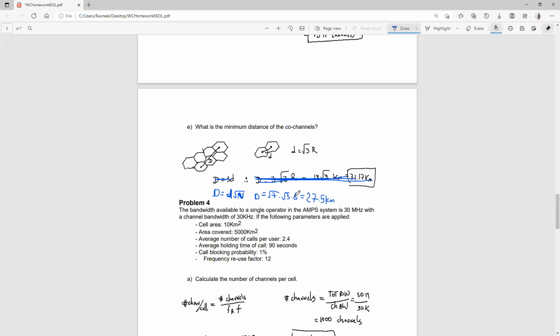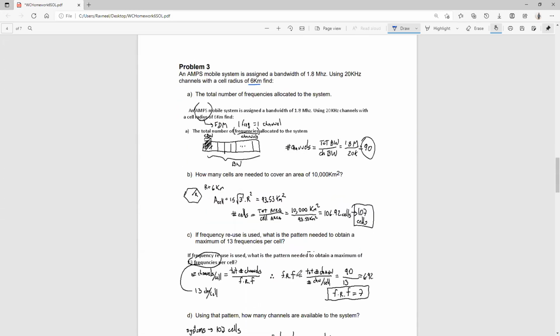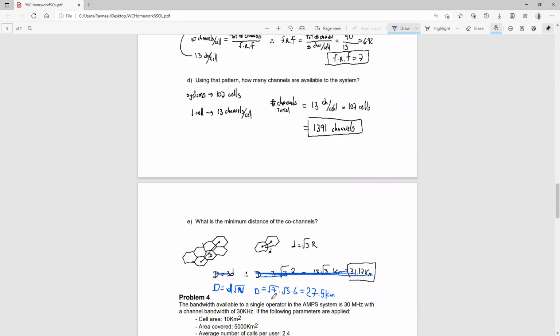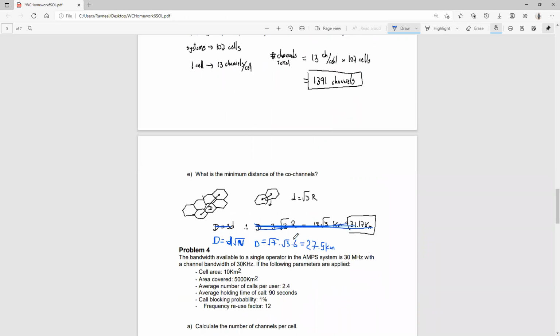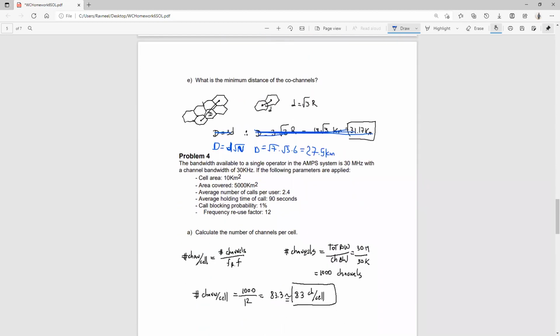Root 3 times R, where R is 6 kilometers, times root of N. Our N value, the frequency reuse factor, was 7. So root of 7 times root of 3 times 6 is going to give me 27.5. And remember, this radius is in kilometers, so the distance between the co-channels will also be in kilometers. So the minimum distance between the co-channels is equal to 27.5 kilometers, right?